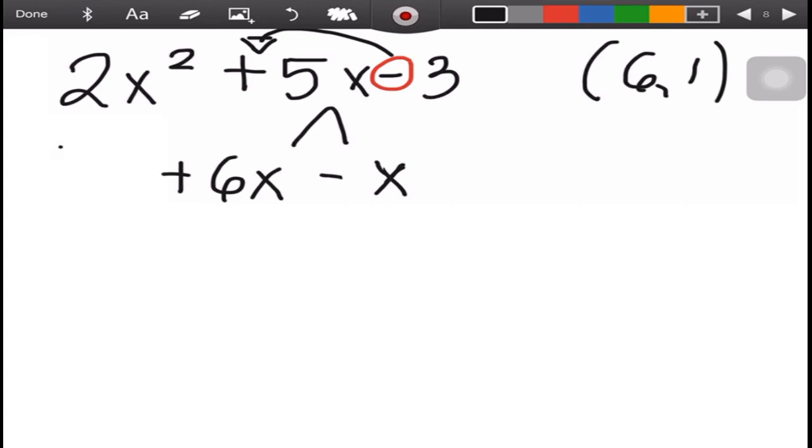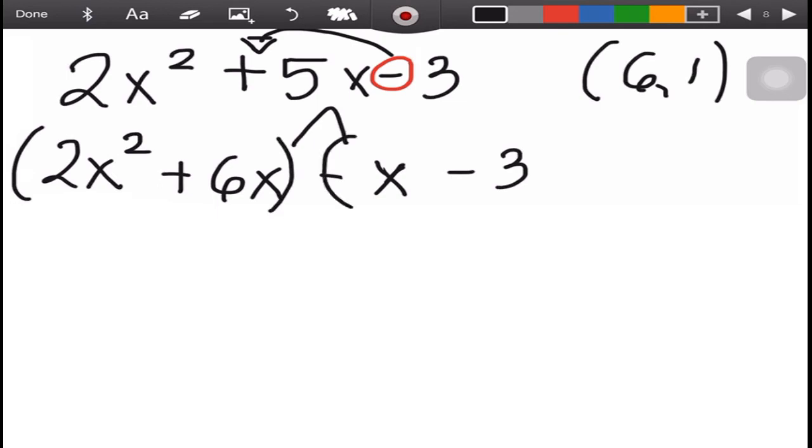Next, let us copy the first and the last term. So, we will regroup the first and the second, and then the third and the fourth. Don't forget to include the negative sign of x because we will write plus in the middle.